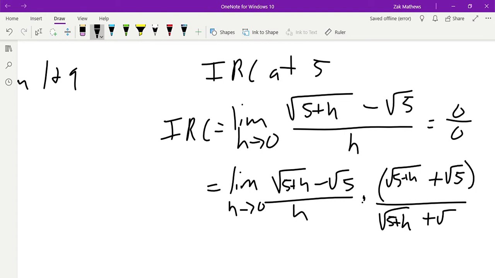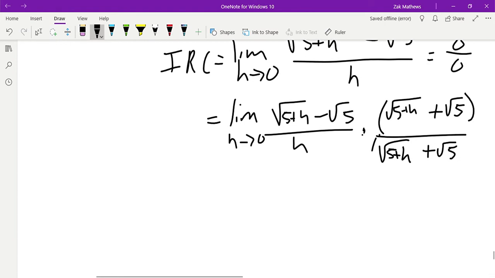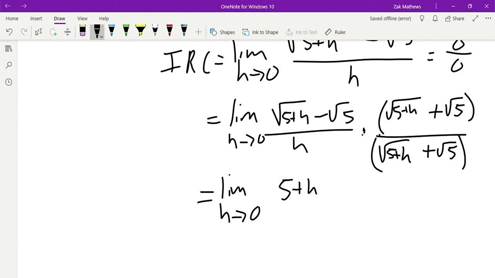And so when we clean this up, let's see what we get. We need to remember to fully distribute. So we're going to have the limit as h goes to 0. When we multiply the radicals to one another, they just cancel, giving us what's on the inside. So we'd have a 5 plus h.